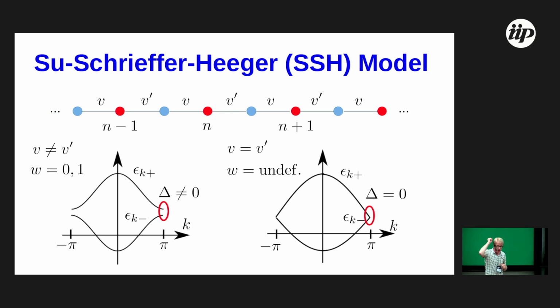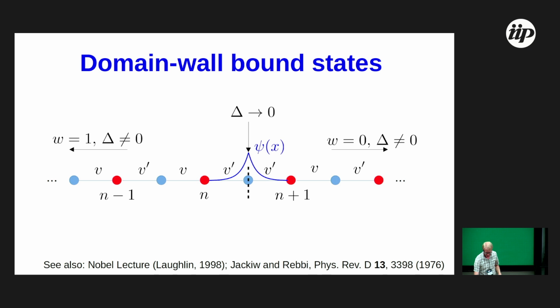Okay, the fact that there is a state at 0 energy when V is equal to V prime means that there must be some kind of 0 energy mode if we take one bulk spectrum and try to continuously deform it into another bulk spectrum associated with a different winding number. This is the bulk boundary correspondence. So if we were to introduce a situation where V and V prime alternate up to some point, and then we create a domain wall where V and V prime change their roles, then we must have a situation where the winding number is 1 deep in the bulk on one side, and the winding number is 0 deep in the bulk on the other side.